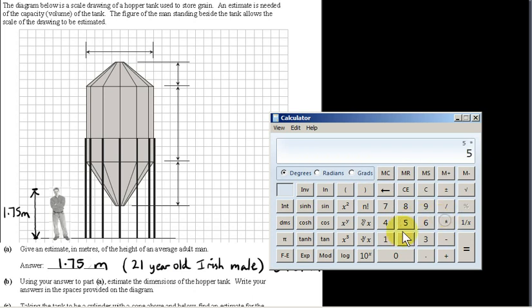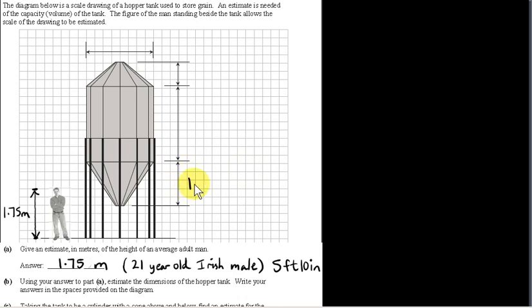So we have 5 times 1.75 is 8.75. We divide by 6, so we get 1.45. I'll round this to 1.5. So 1.5 is good enough for this distance here. Okay, let's take this next dimension.